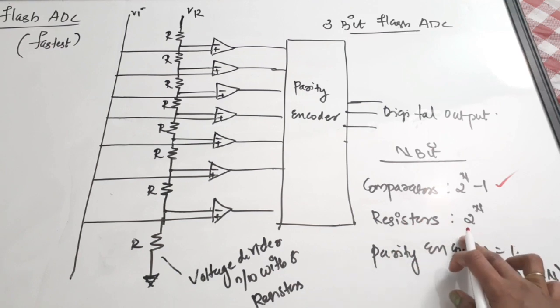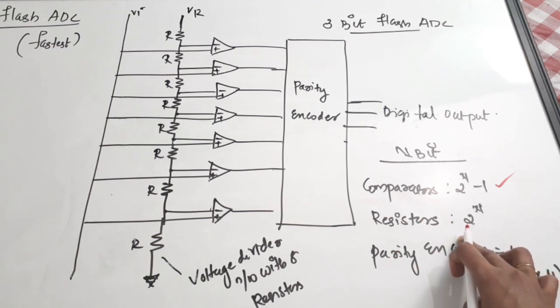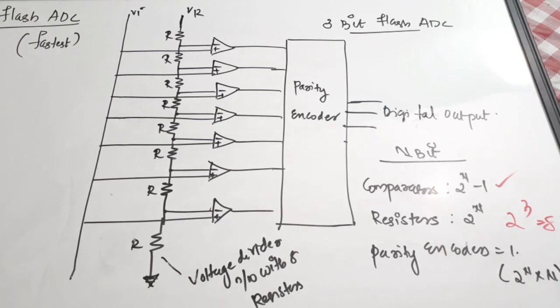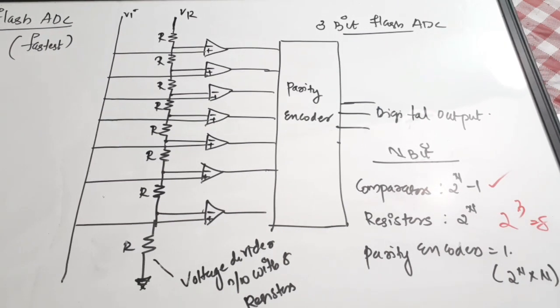The number of resistors for the resistor network or voltage divider network is 2 raised to n. It is 2 raised to 3 here, which is equal to 8. 8 resistors are there, right? Next, the number of parity encoders required is 1, and it is a 2 raised to n to n type of encoder.